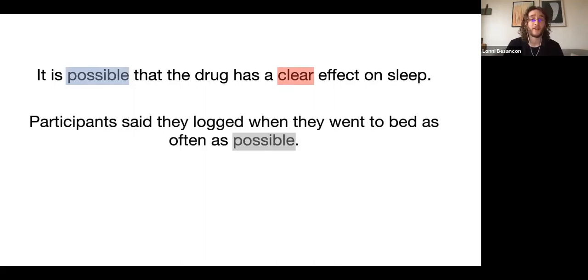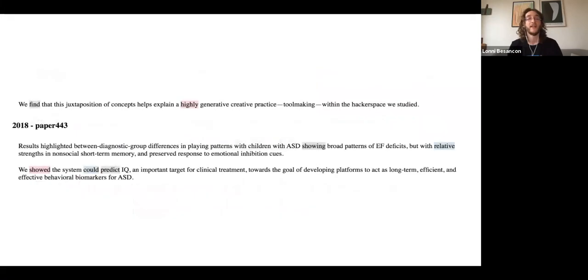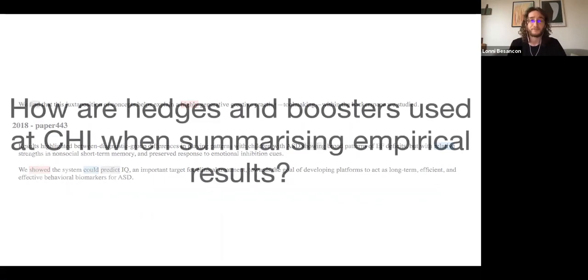But now if I say participants said that they log when they went to bed as often as possible, in this case, possible is just used to describe the context or the instructions that the participant had. And so it's not really a hedge here, right? Similarly, if I say participants complained that the instructions were not clear enough for this task, again, clear here is not a booster. So we don't want these two occurrences to count in the tally we have in the end. So that's what this interface allowed people to do, to take the context into account and classify words correctly.